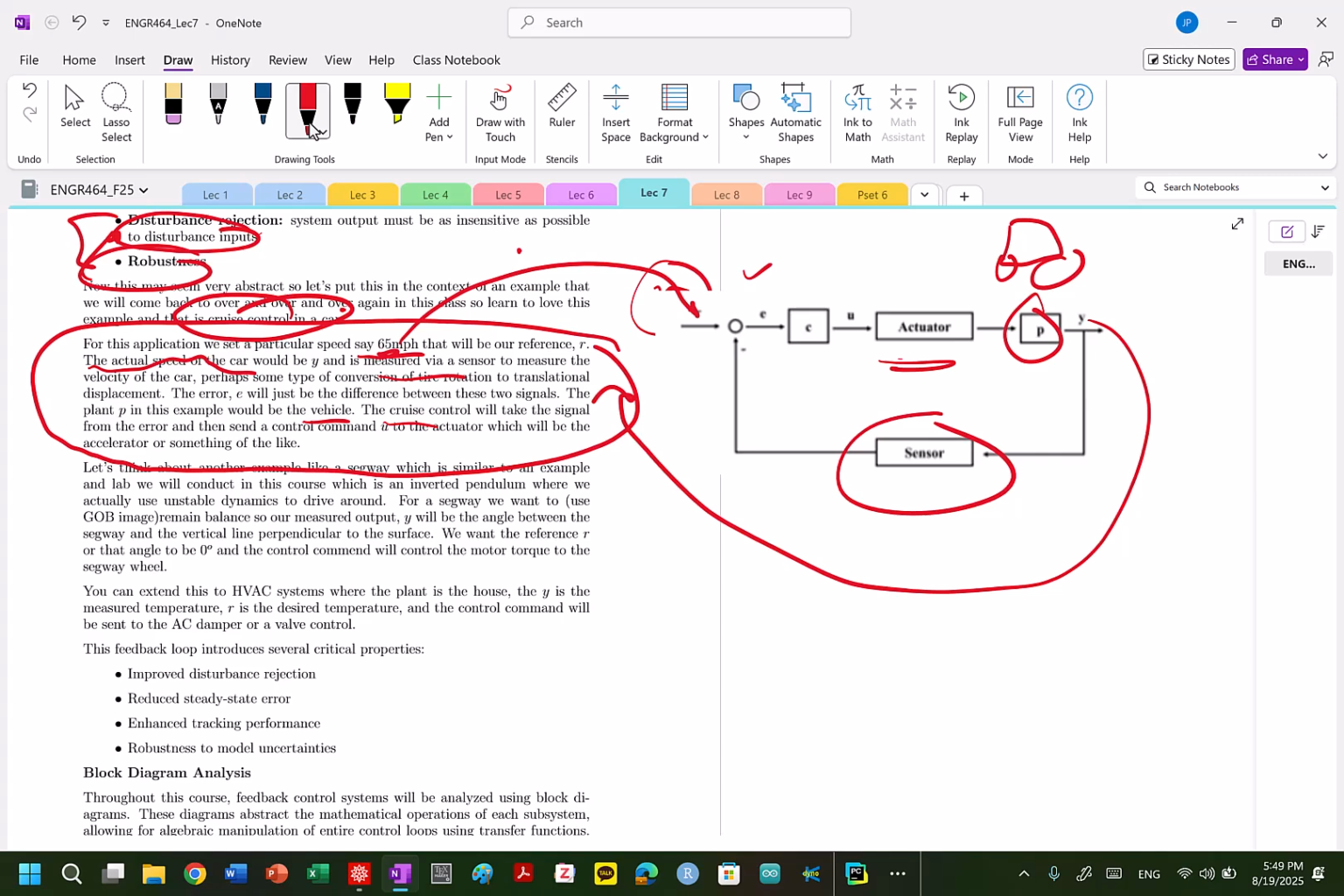Cruise control will take the signal from the error, and then basically your controller, right? Your cruise control.